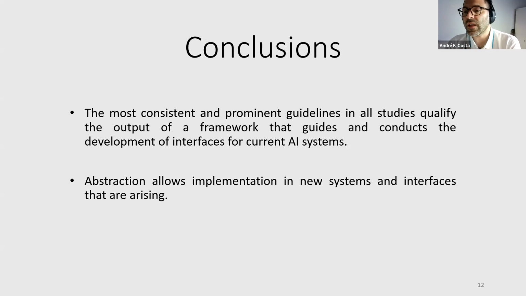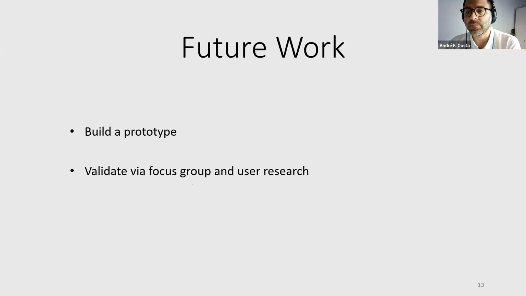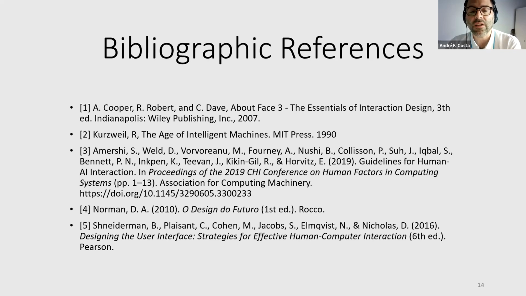Conclusions. The most consistent and preeminent guidelines in all studies are the output of a framework that guides and conducts the development of interfaces for current AI systems. Abstraction allows implementation in new systems and interfaces that are arising. We have future work planned, which is to build a prototype and validate that prototype and these guidelines via focus groups and user research.